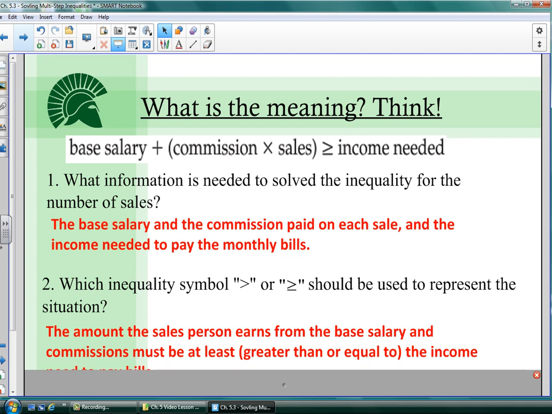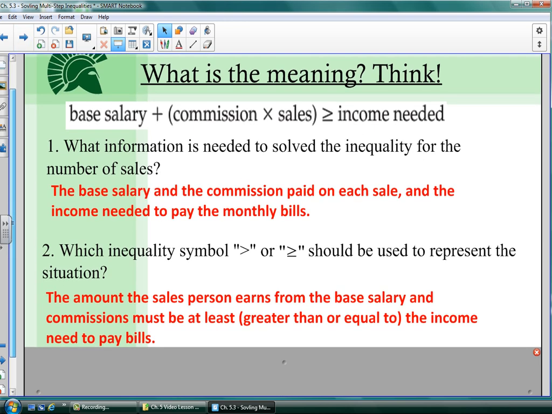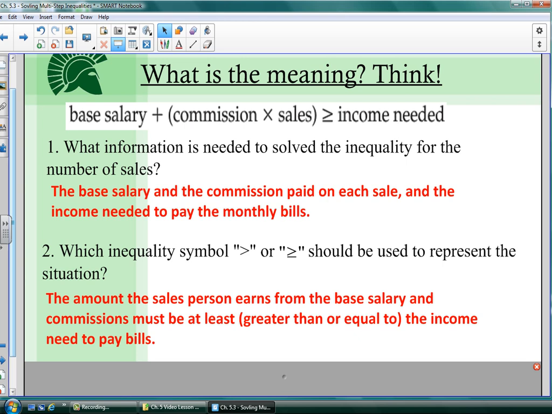And also, we want to look at which inequality symbol, greater than or equal to, should be used to represent this situation. Since you need to pay your bills, you need something that's either equal to your bills or more than your bills. It wouldn't make sense to have anything that's less than your bills. So the amount the salesperson needs to earn from the base salary and on commissions must be at least, which means greater than or equal to, the income needed to pay the bills.